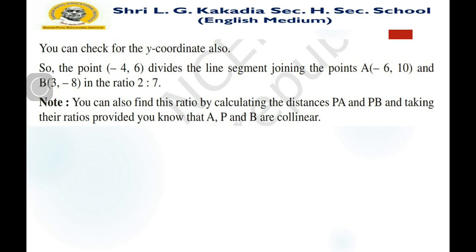Note that you can also find the ratio by calculating the distances PA and PB and taking their ratio, provided you know that A, P and B are collinear. You can also find it that way.